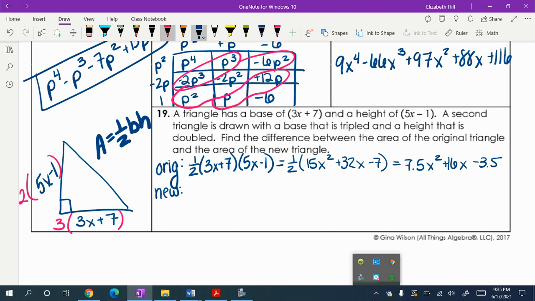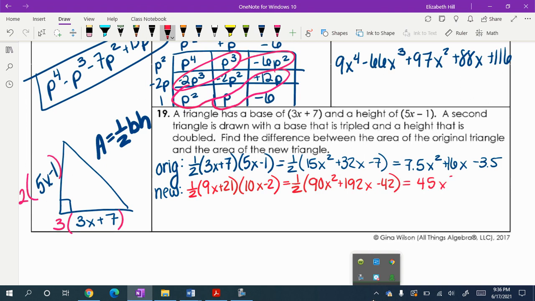Now take a look at that new triangle. I'm going to put this one in red, where we're going to take 1/2 of the base, which is 3 times the bottom. So let's say 9x plus 21, double the height, so that's 10x minus 2. And again, FOIL that out, and we're going to get 90x squared plus 192x minus 42. Distribute the 1/2 to go along with that. We've got 45x squared plus 96x minus 21.